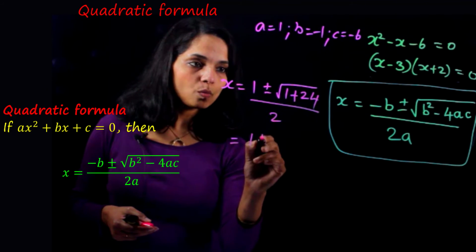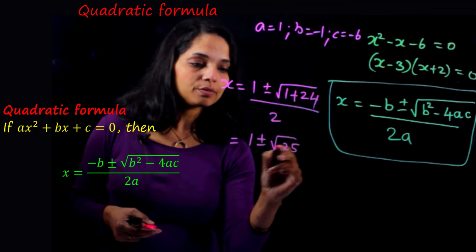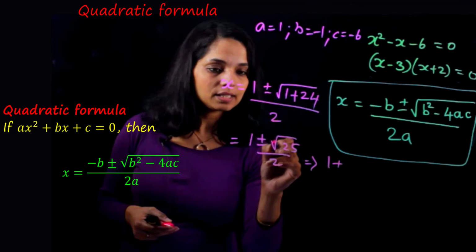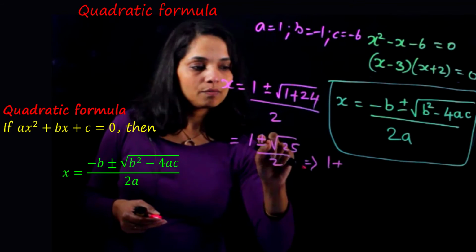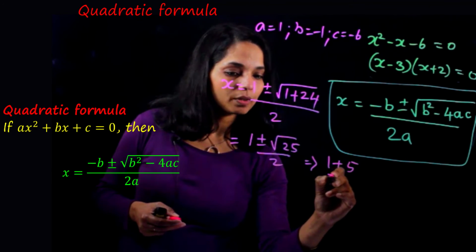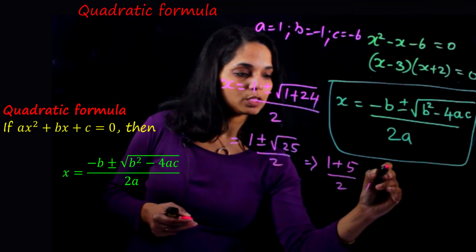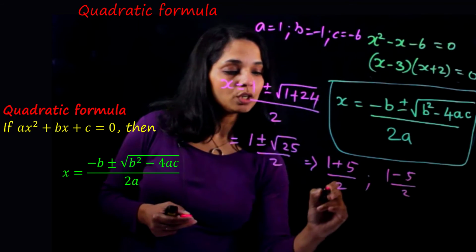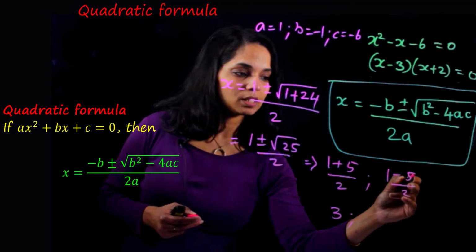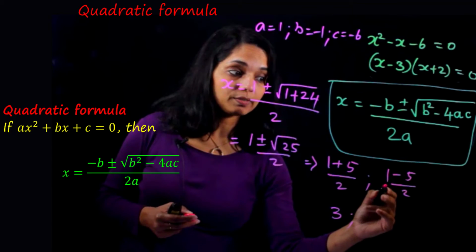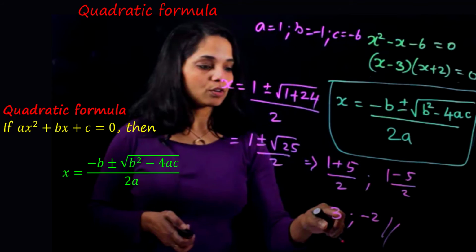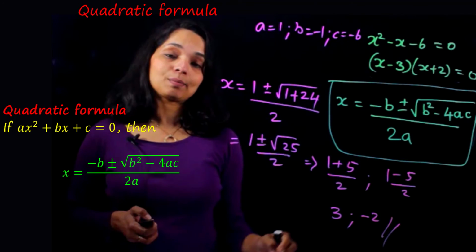That's actually 1 plus or minus root 25 over 2, and that gives the two solutions. When you do plus or minus, 1 plus root 25 is 6 over 2, and the other solution is 1 minus 5 over 2. So the solutions are 6 over 2, which is 3, and 1 minus 5 is minus 4, minus 4 over 2 is minus 2. The solutions that we got are 3 and minus 2, exactly the same as we got earlier.